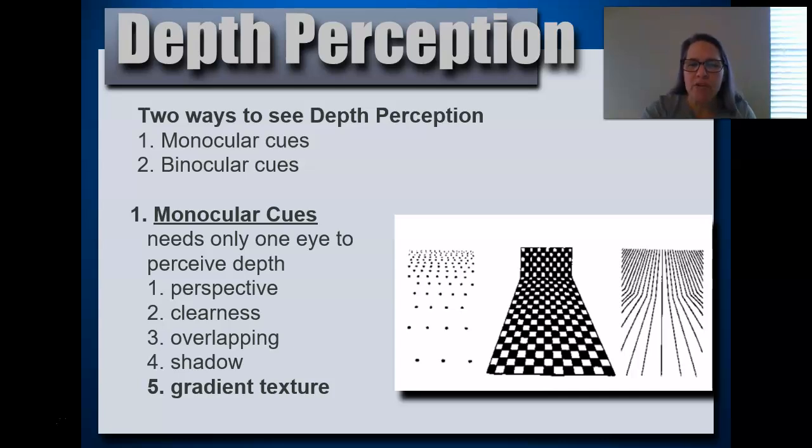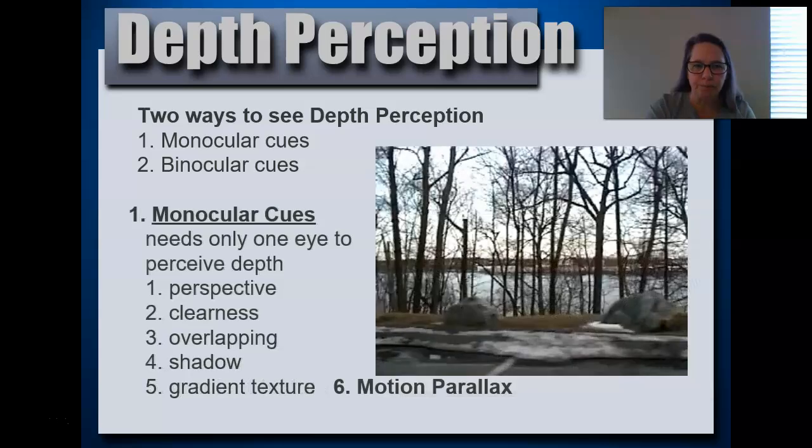Okay, here's an image of a gradient texture. Again, we perceive how things are either close to us or far away based on the texture in the images. These dots we see as separate and closer to us, and as they get further away, they're a lot smaller and a lot closer together. So that idea of the texture of an image, or geometric designs, can help with our depth perception cues as well.